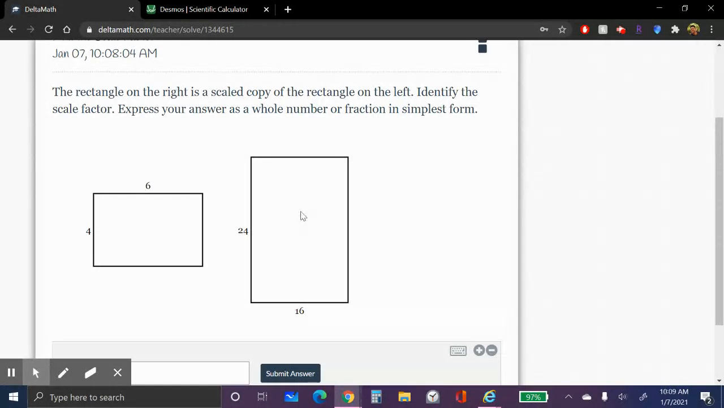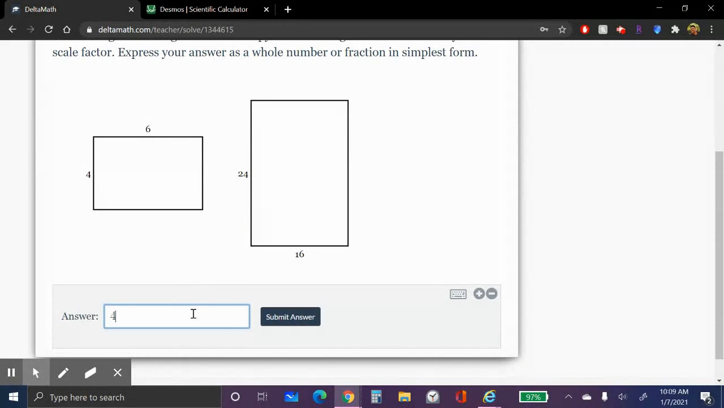So this rectangle became enlarged from this rectangle. In order to do that, I have to see, okay, the longest side of this rectangle is 24. The longest side of this rectangle is 6. So how does 6 become 24? You multiply 6 times 4 to get 24, right? And that should work with this one too, right? 4 times 4 is 16. So the scale factor would be 4.